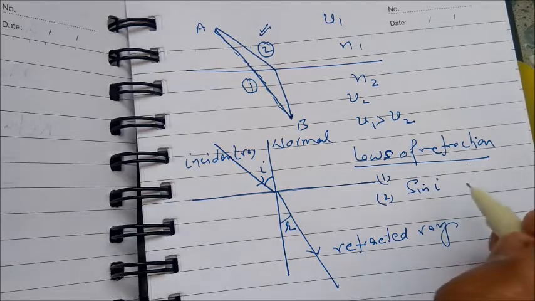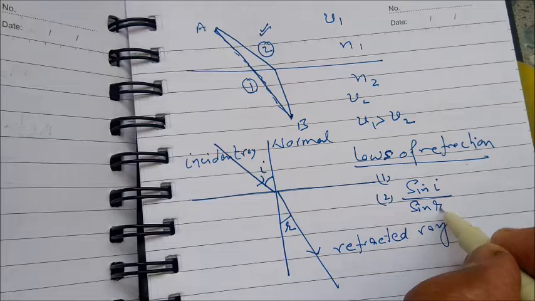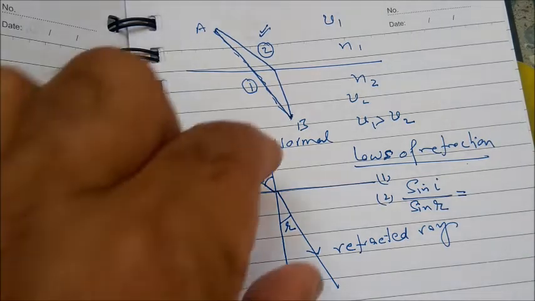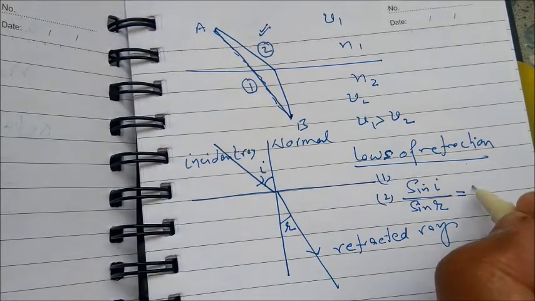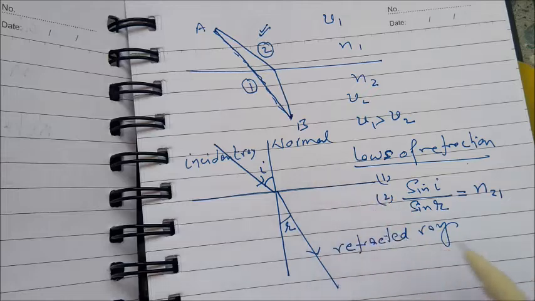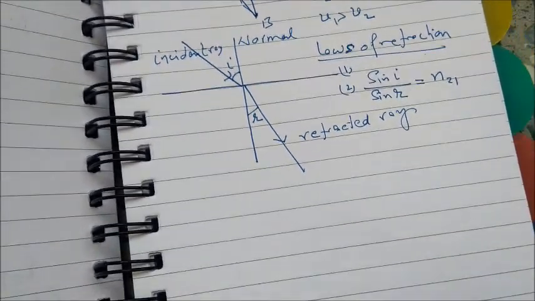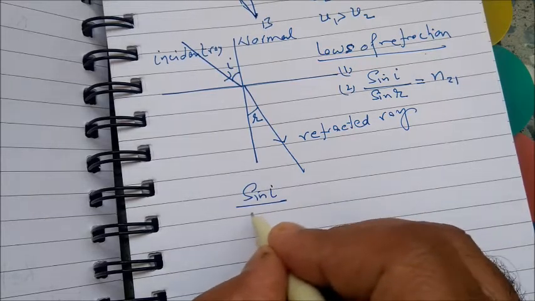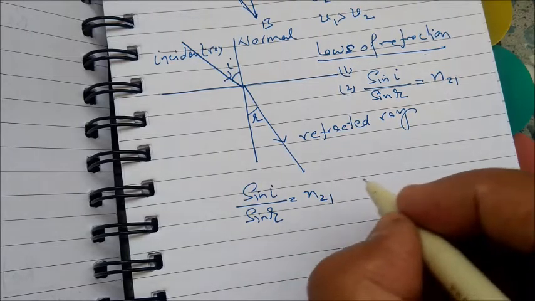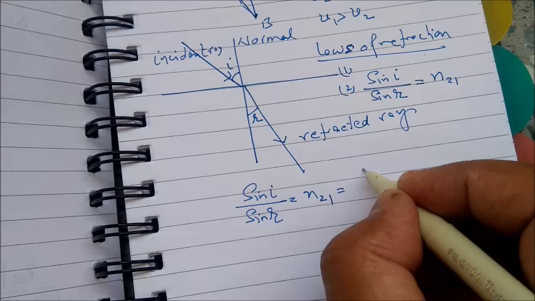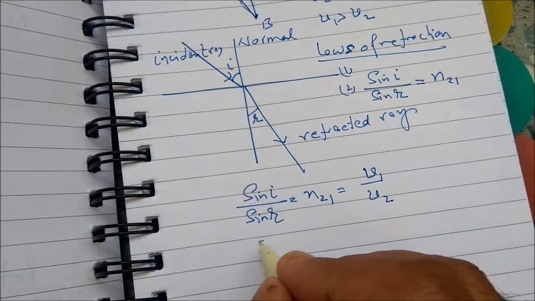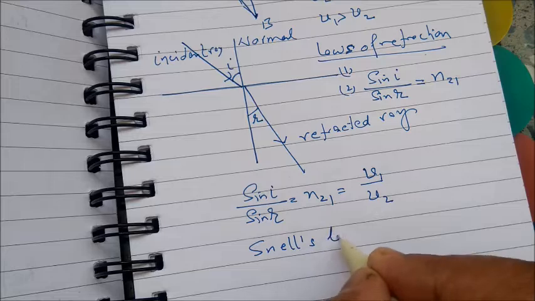Sine of angle of incidence divided by the sine of the angle of refraction. It is a constant for a given pair of mediums. It is n21, the refractive index of the second medium with respect to the first. I will elaborate it further. Sin i upon sin r is n21, or n2 upon n1, or v1 by v2. This is Snell's law.